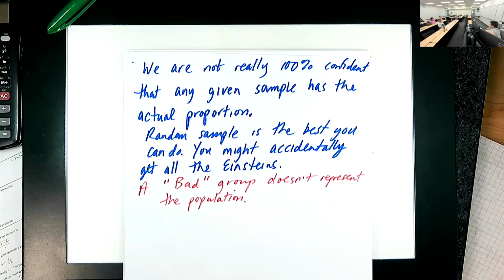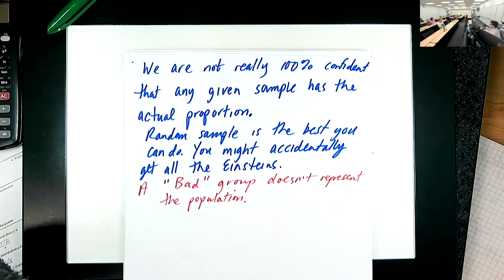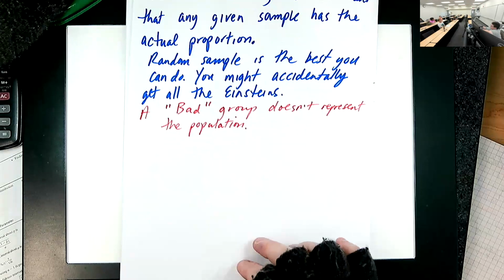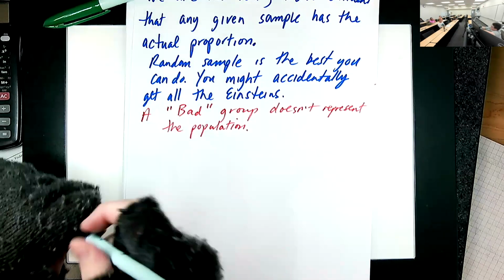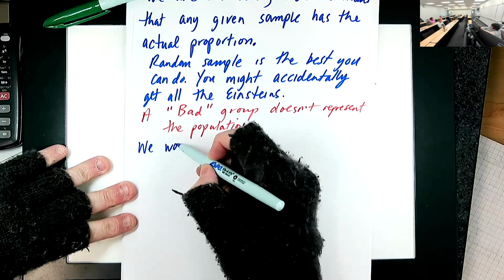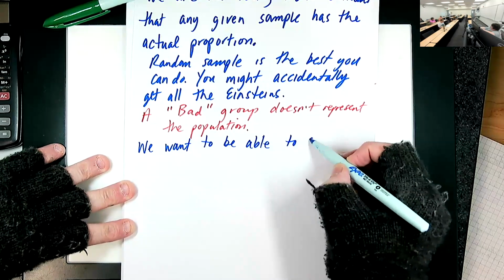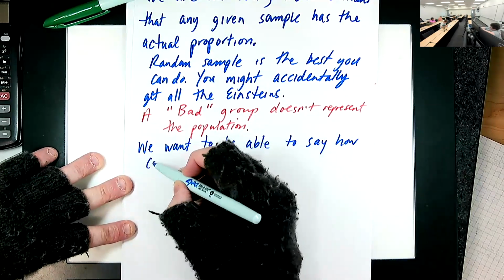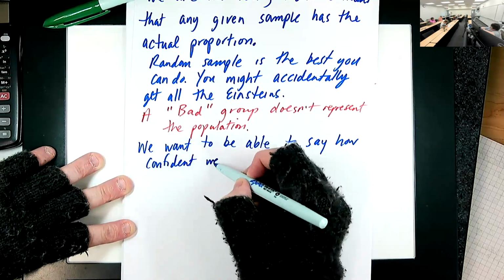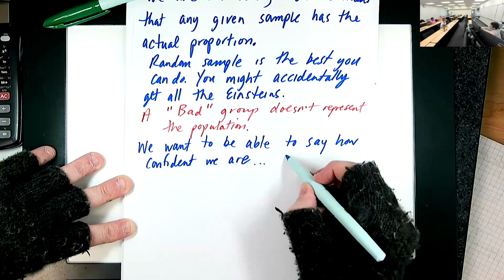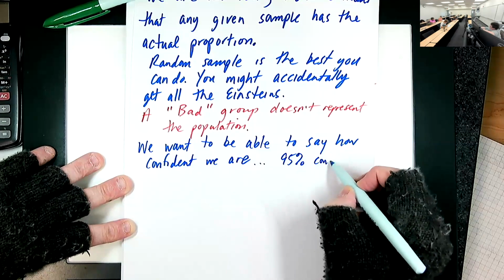So, a bad group doesn't represent the population, but we kind of want it to. So what we want to do is have a level of confidence, to be able to say how confident we are. And we tend to say it as percentages. 95% confident is generally our default setting.